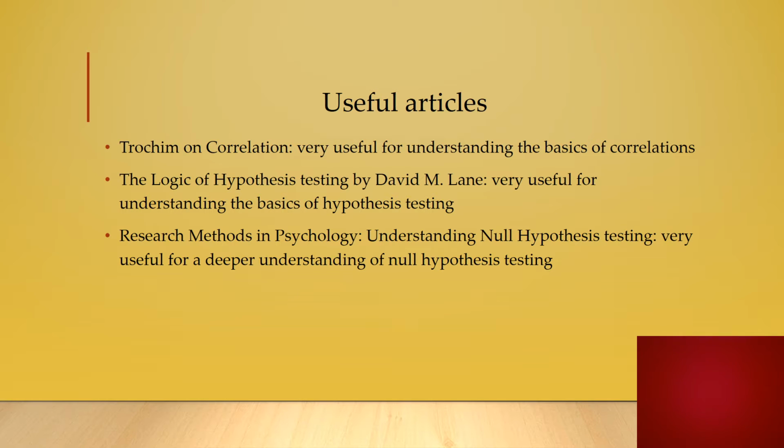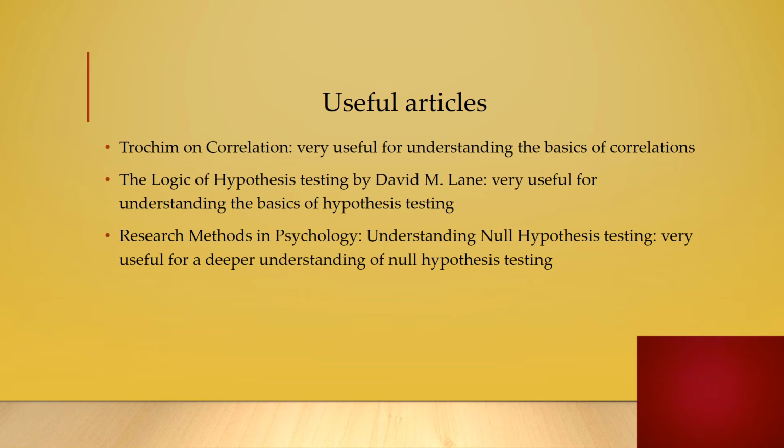So the first article is entitled Trochim on Correlation. I found this very useful for understanding really the basics of correlations and what that is. Another useful article was The Logic of Hypothesis Testing by David M. Lane. This was very useful for understanding the basics of hypothesis testing. And the third article that I chose, Research Methods in Psychology, published an article entitled Understanding Null Hypothesis Testing. So I found this one to be very useful for a deeper understanding of null hypothesis testing.